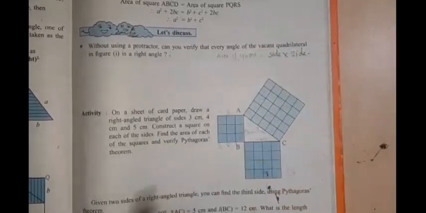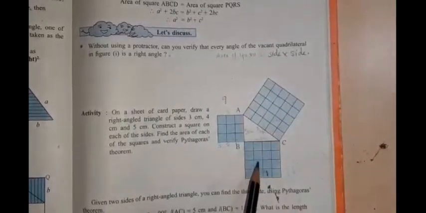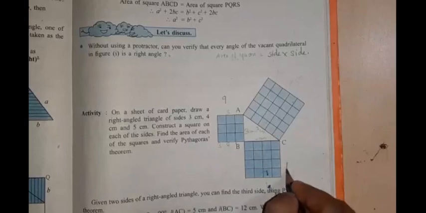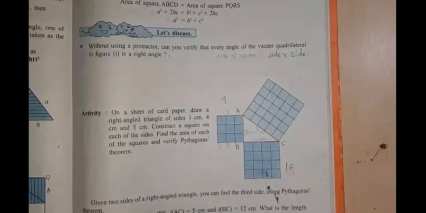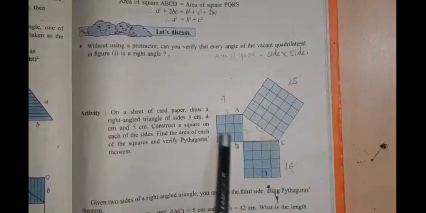Yes, means what we will do? 3 into 3, then this will be how much? 9. Yes, now this is 4, 4, 4, 4. Yes, means what? 4 into 4, it will give us 16. Now 5, 5, 5, 5 means 5 fives are 25. Yes. Now did we get the area of each square?